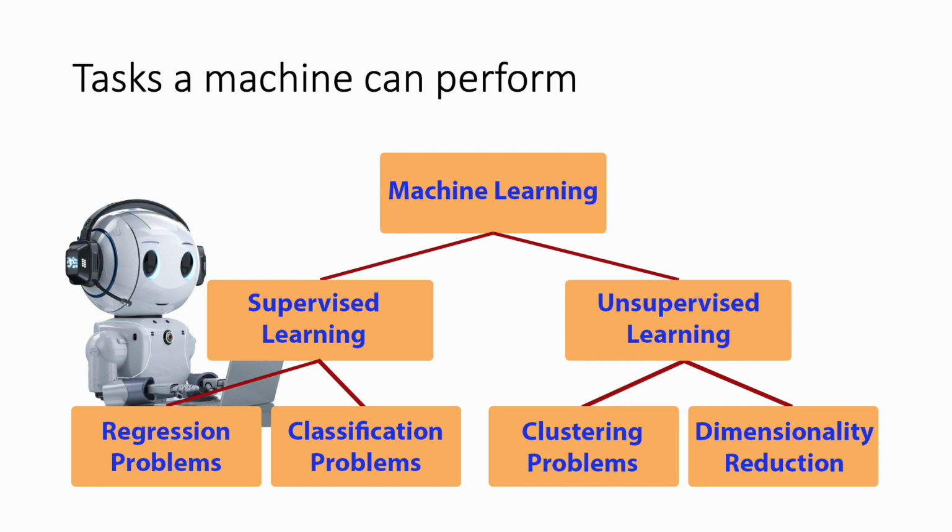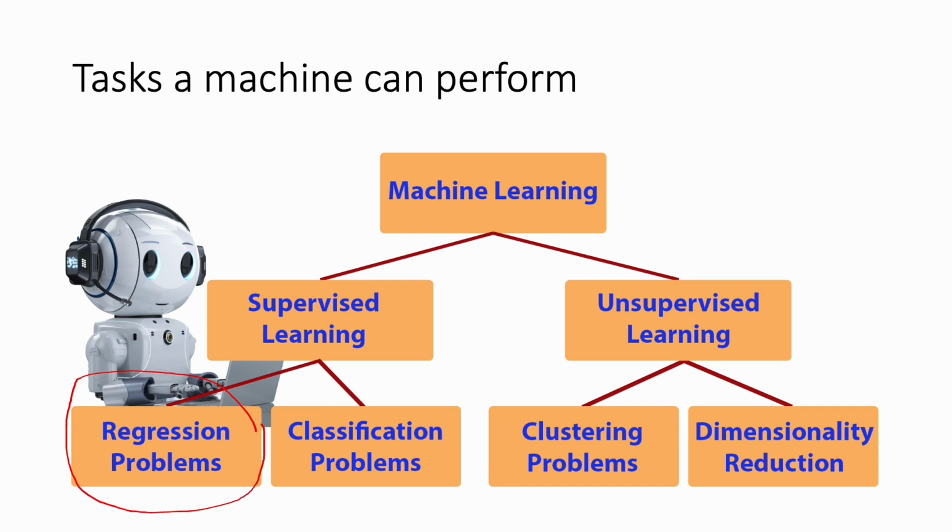Before we go on to the discussion on linear regression models, let's remind ourselves that machines can basically perform supervised learning and unsupervised learning. And in supervised learning, the machines can perform regression models and classification models. That is, machine can solve regression problems and classification problems. Now, regression problems are the problems in which the target variable or the dependent variable is a continuous variable.